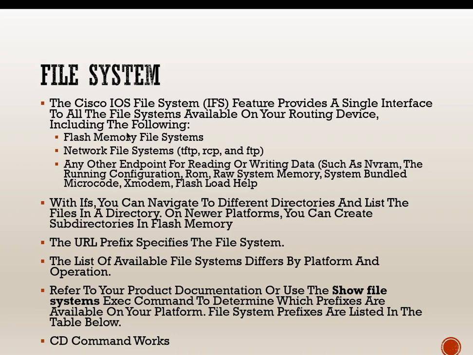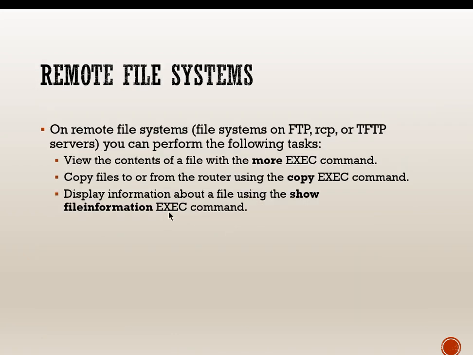File systems, we've looked at them a little bit. The flash, the network file systems, TFTP, RCP, and FTP. RCP is remote copy. Endpoint, any other endpoint for reading or writing data, NVRAM, running configuration file, ROM, flash, load help. With the IOS file system, we can navigate to the different directories. As you could see, dir works, cd works also when we work through this thing. The list of available file systems is going to vary by platform, and again down here the cd command works.